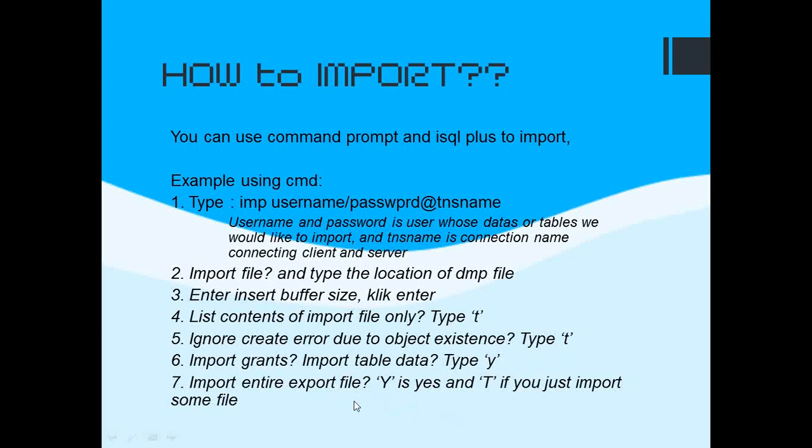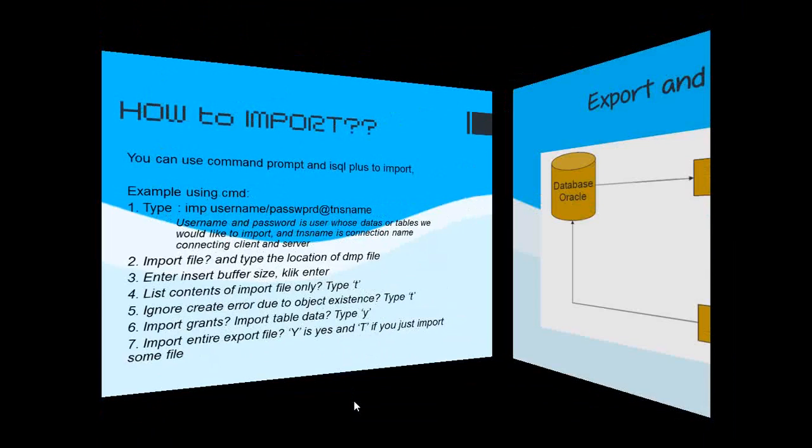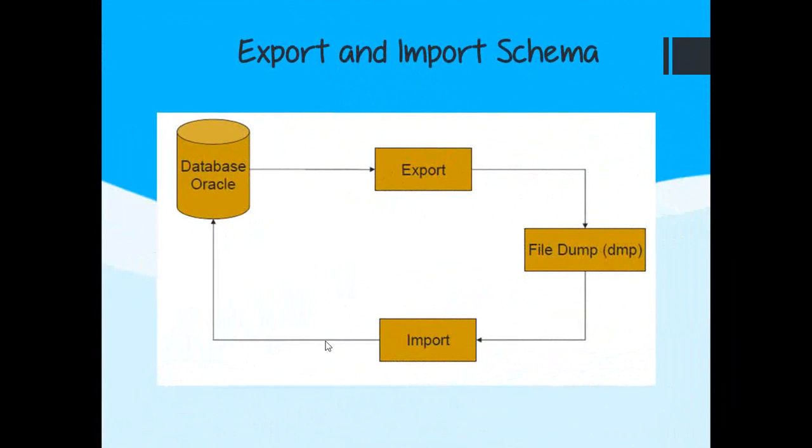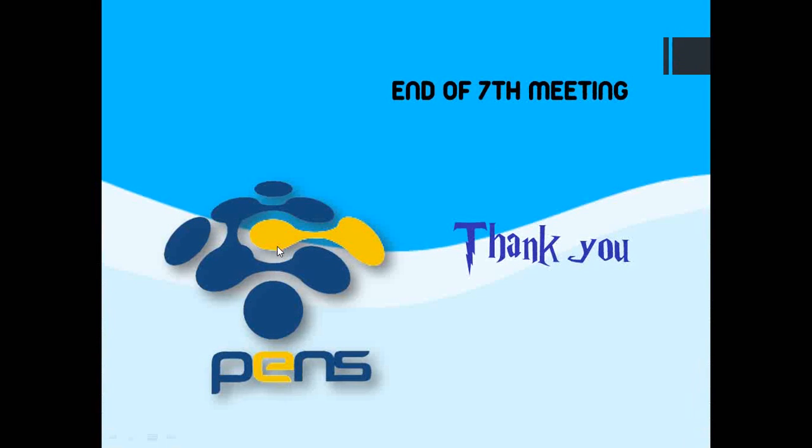So next we will choose which file we want to export if we choose T. Here is the schema. So it is database Oracle. We want to export and it makes a dump tmp file, and then we import it and put it in database Oracle again or another.